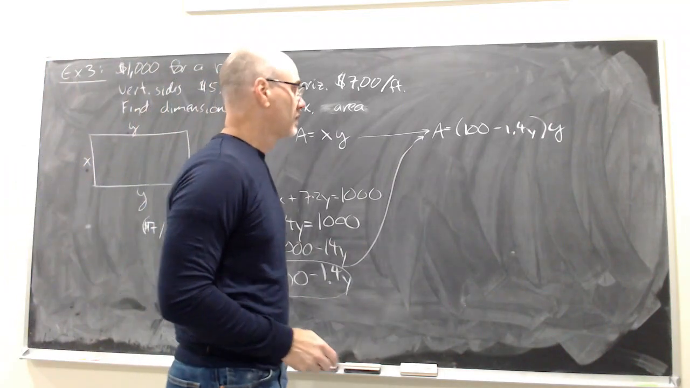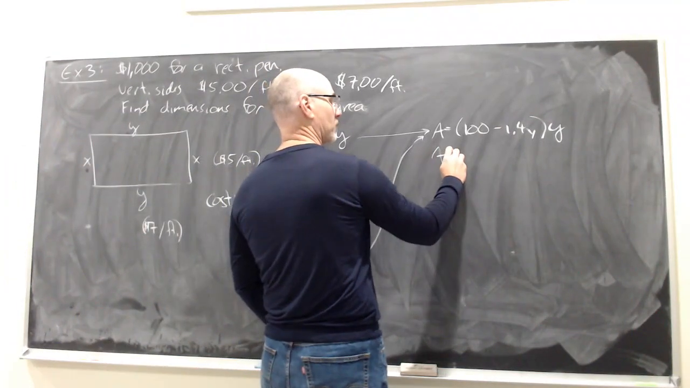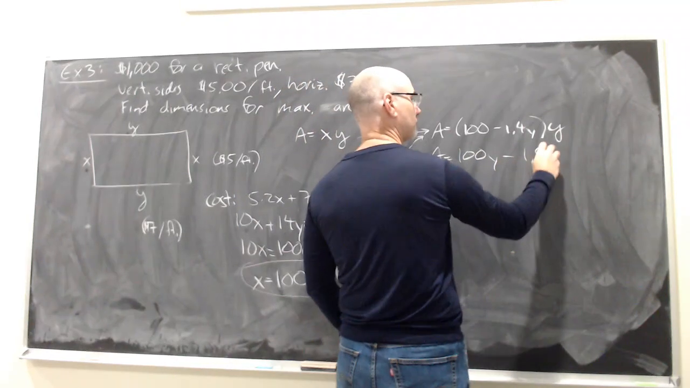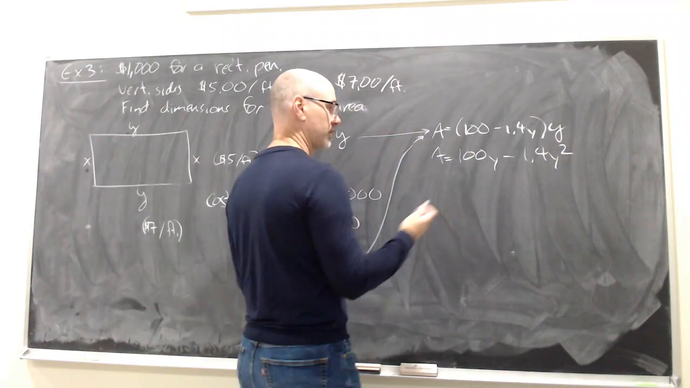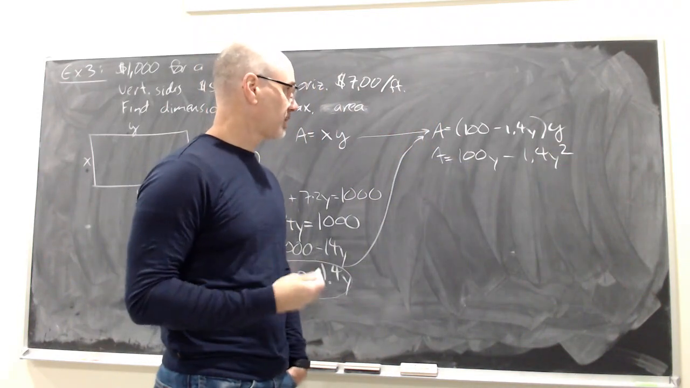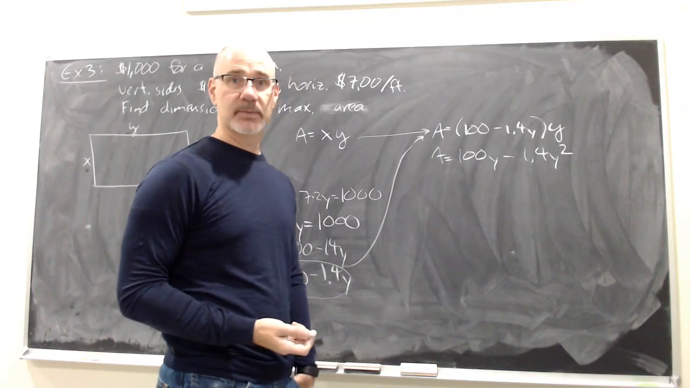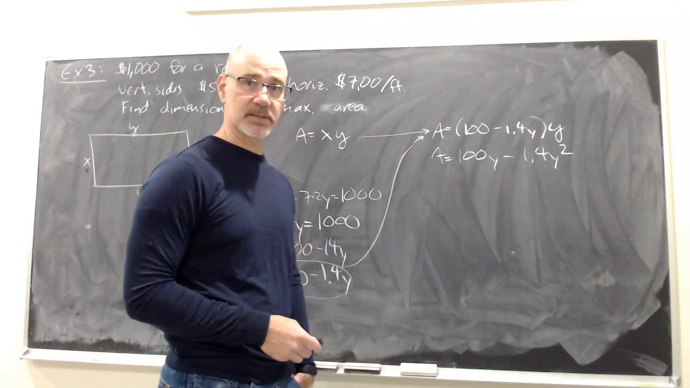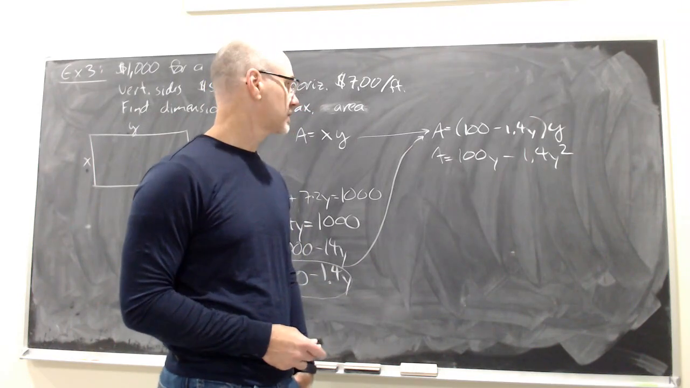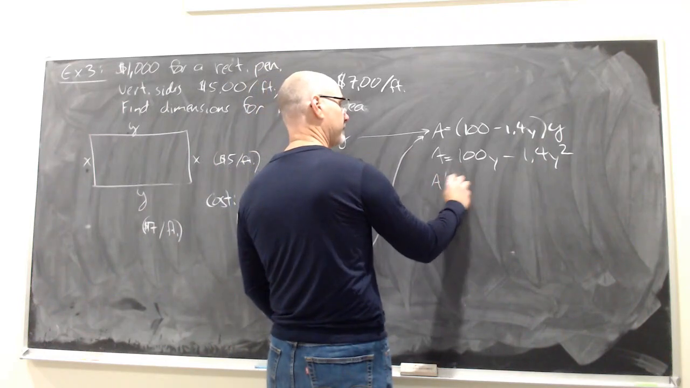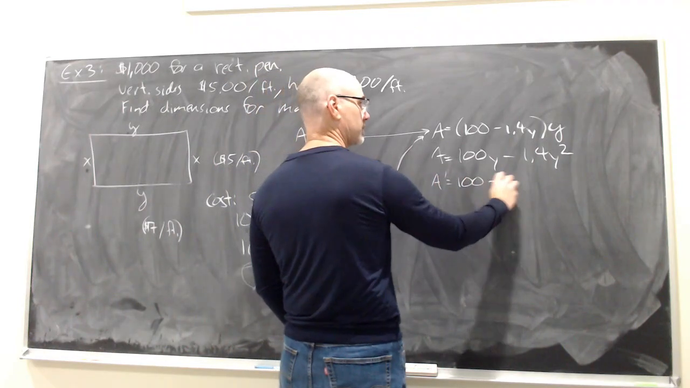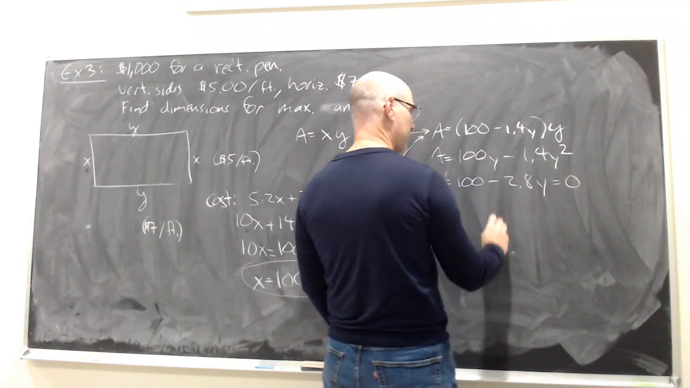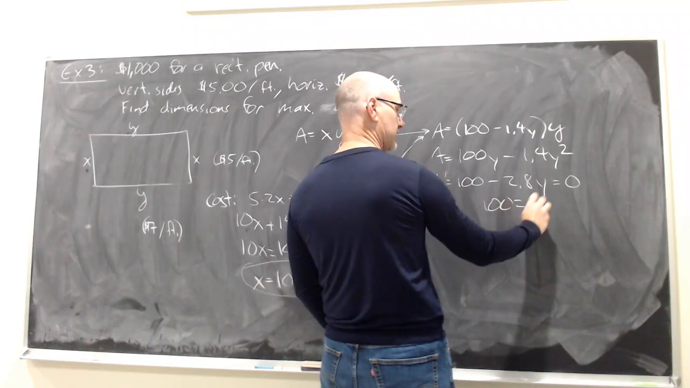Now the y we can multiply through. Once we have this, we're back to more familiar ground where we just need to maximize a function. So we take the derivative, set it equal to 0, see if there are points where it doesn't exist, and then test them. Again, we'll use the second derivative test. So the first derivative is 100 minus 2.8y. Set that equal to 0, because it exists everywhere.